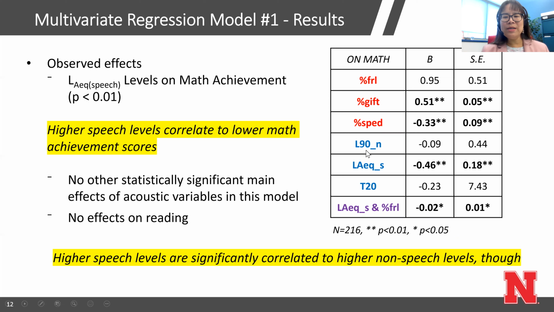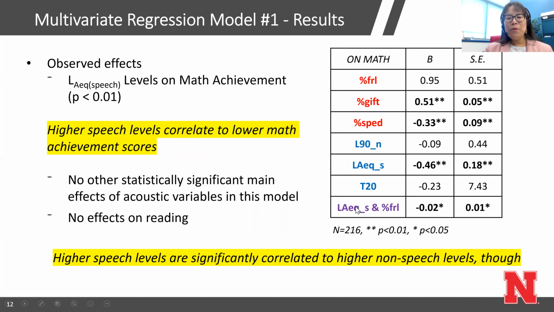So this is interesting to us, and you might be saying, well, how come the speech levels correlated, but the non-speech levels here did not, the L90N? And our co-authors, who are the experimental psychologists, would explain that it's because there is a correlation between the fact that when there's higher speech levels, there are also higher non-speech levels. And so in this model, most of the variance is being accounted for by this speech metric, and anything that would have been accounted for by L90N is already absorbed through the speech metric.